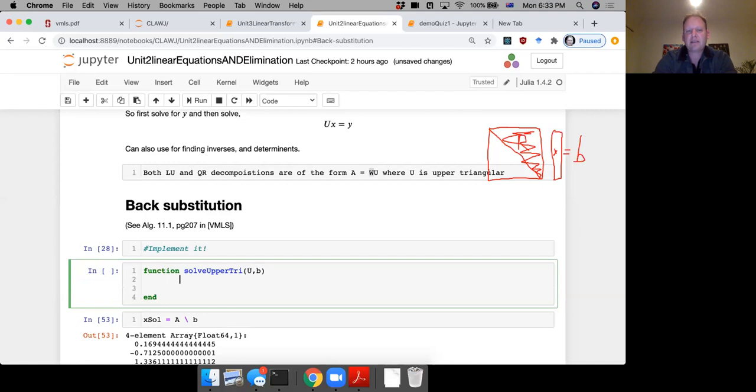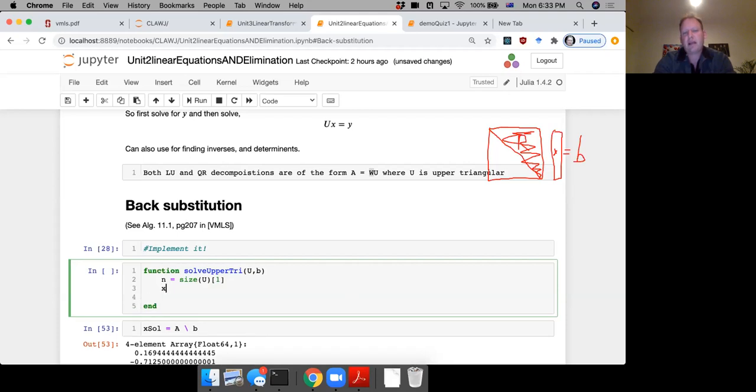So we need one dimension. We need n, which is the size of U, say the first entry. So U is assumed to be an n by n square upper triangular matrix, and b is assumed to be a vector. And the entries of U in the diagonal are assumed to be non-zero. And then let's initialize our vector x. x is going to be the solution. Let's just initialize it with 0 of length n.